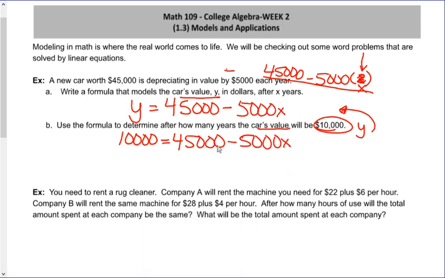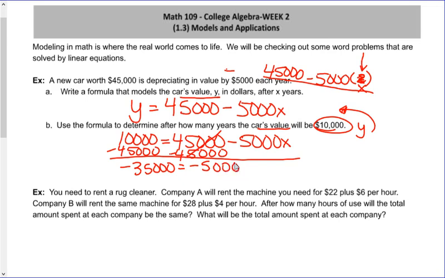So what I want you to do is, again, isolate that x term. So if I need to do that, I need to get rid of this 45,000. Now it's a positive 45,000. So to make that go to 0, let's subtract that 45,000, which gives us a negative number, but that's okay, don't panic. This gives us negative 35,000. And I want to set that equal to what's left over, because this goes away, which is negative 5,000x. Do not drop this negative in front of there. Make sure you bring it along with you.